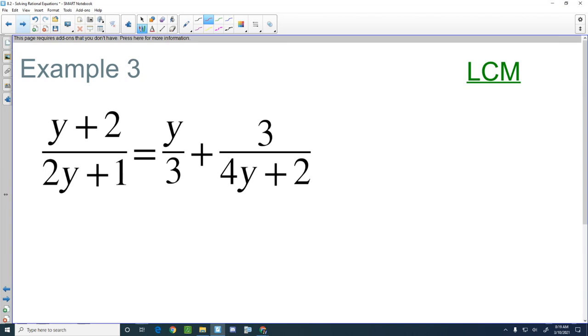There's a lot of different factors in the denominator to get the LCM. Can I break any of those denominators down? Can I break any of those apart? Yeah, look at that third one. 4y plus 2. What do you notice? What can we do? Yeah, take out a 2.